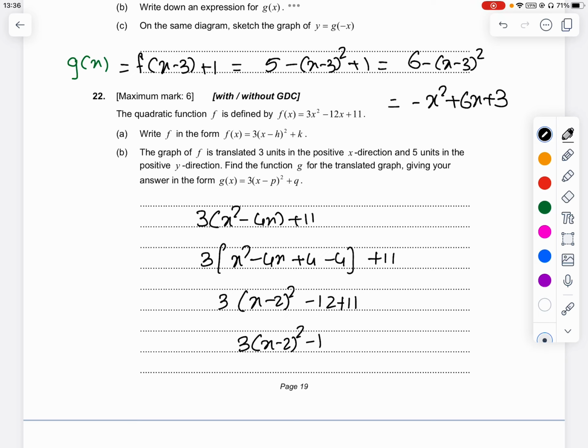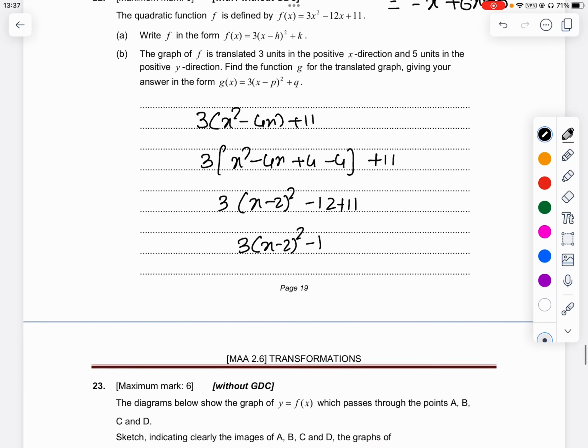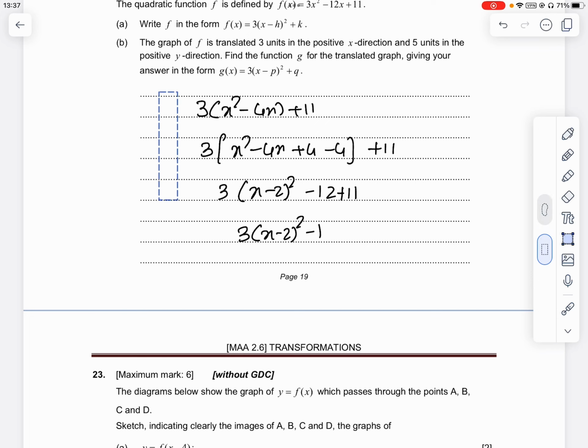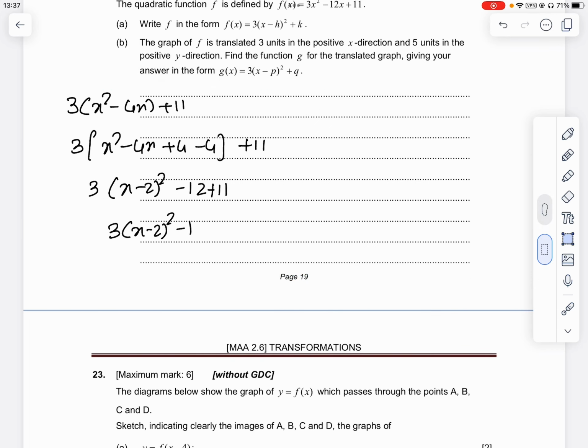The graph f is translated 3 units in the positive x direction and 5 units in the y direction. The function g is the translated graph, giving your answer in the form y = g(x) = 3(x - p)² + q. So what am I doing over here? This is f(x). Now what am I doing for g(x)?